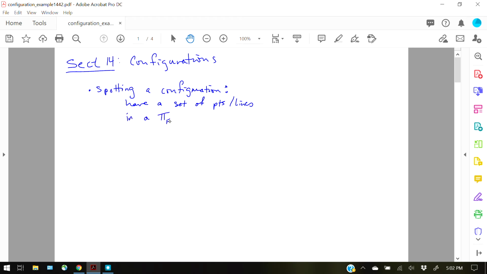And remember, a Cartesian plane over any field is an incidence geometry, so you're literally looking at some subset of points or lines in some incidence geometry. Okay. Now, dealing with configurations, which is a whole nother ballgame.